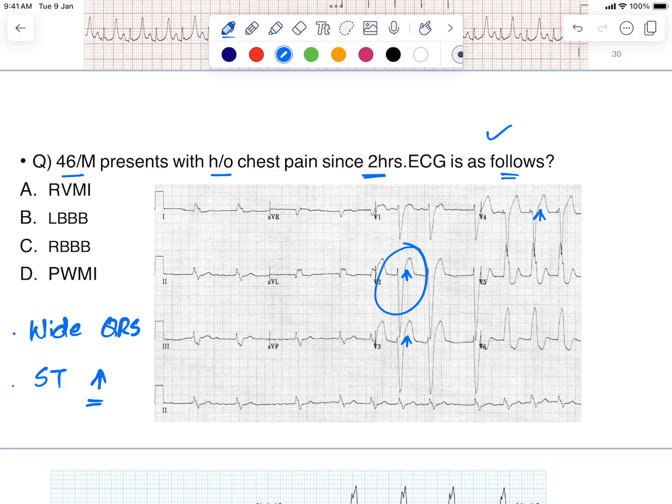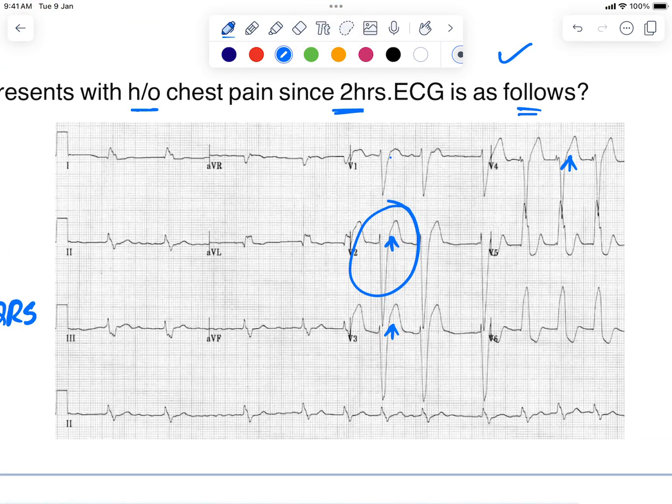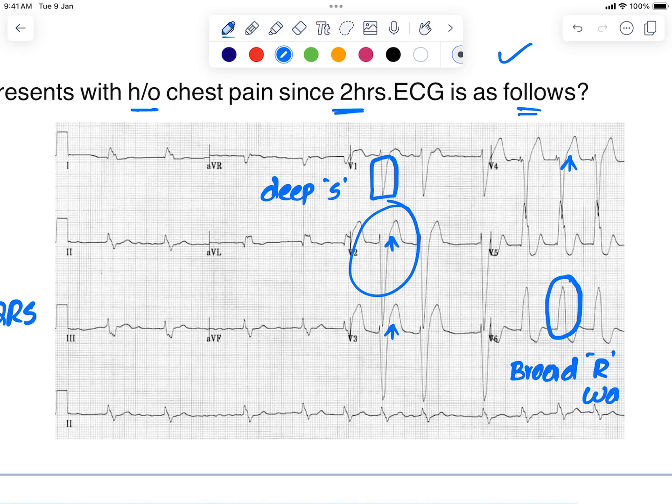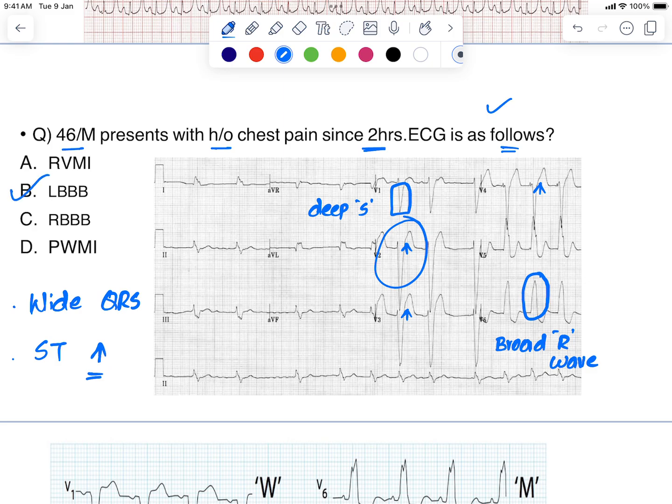And along with that, if you take the pattern of the wide QRS complex, you are having deep and wide QRS complex in V1, right? Deep S wave in V1, and you take the R wave. How is the R wave in V6? It is broad, tall R wave in V6, right? Broad, tall R wave in V6. So this is suggestive of your left bundle branch block, right? This is suggestive of left bundle branch block.